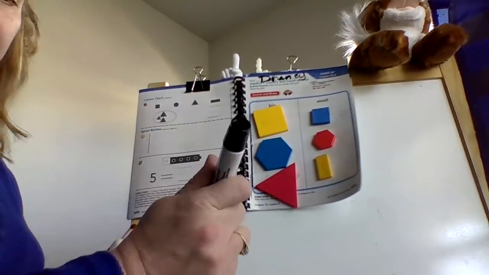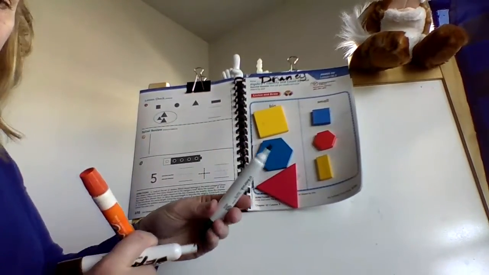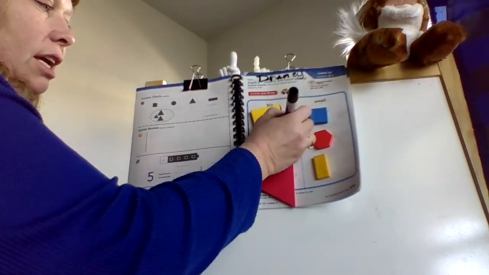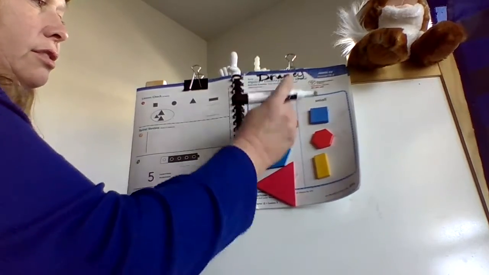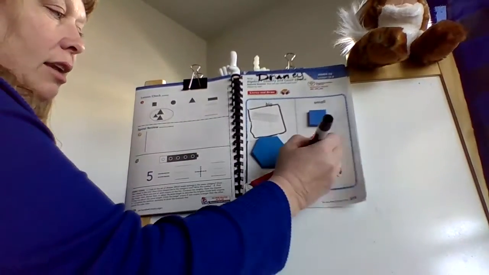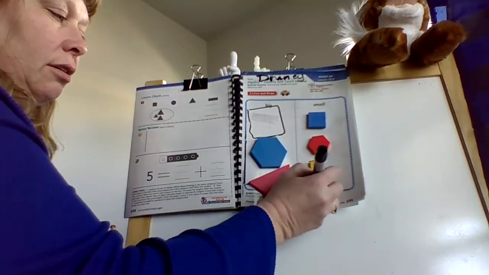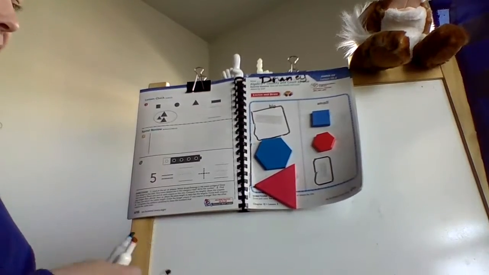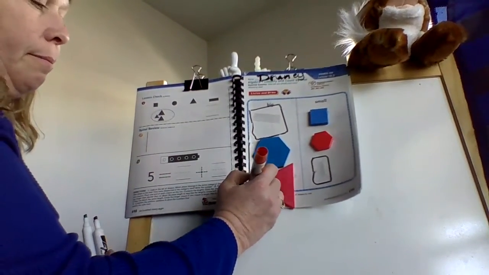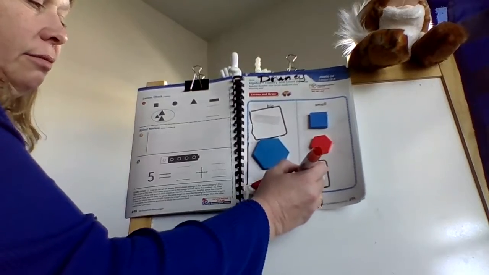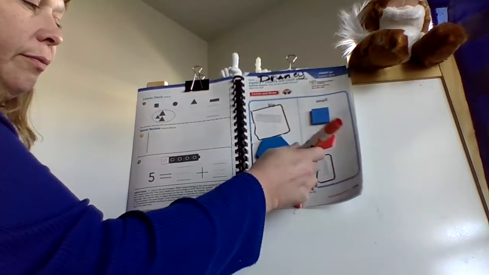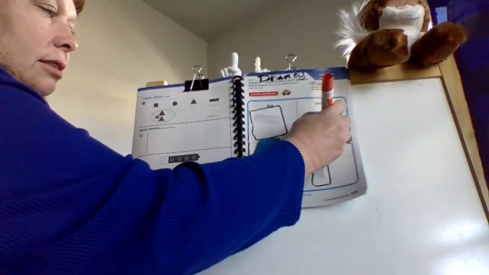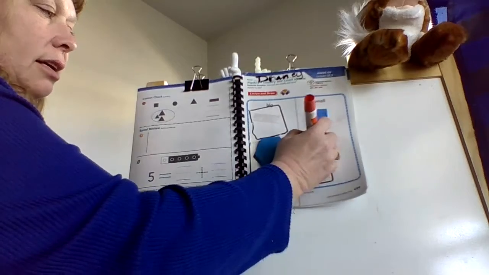So I'm going to use black for yellow, orange for red, green for blue. So I'm going to first trace my yellow shapes. There's my big square and my small rectangle, because I'm sorting by big and small today. My big shape is a rectangle in red, and my small red shape is a hexagon.